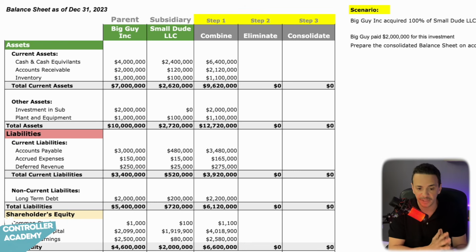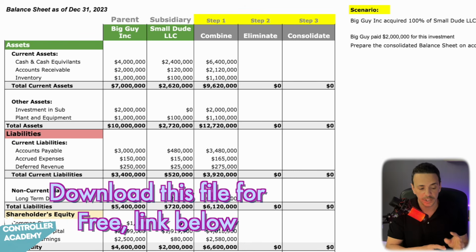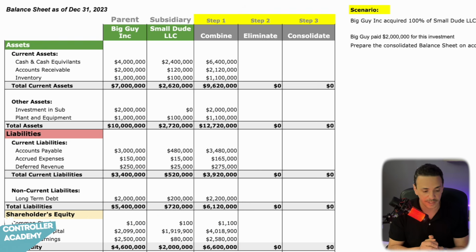And this file here is going to be available in the description of this video, so you can download it. There will be 2 tabs, one for you to exercise. It's going to be the actual exercise we're going through. And then the second tab is going to be the answer key so that you can check your answer against what I have here. So that's step number 1, is to combine straight up 100% of the assets, liabilities, and equity of the parent and subsidiary at 100%.